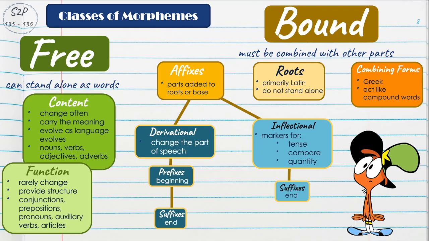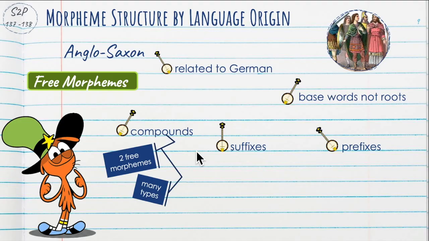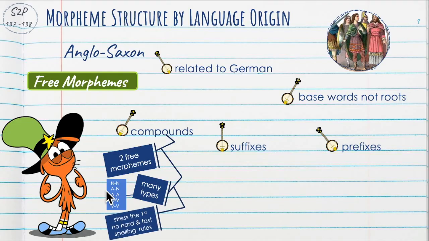So let's take a little bit closer look. Our Anglo-Saxon words, remember these are related to our German language. They're base words, not roots, because base words can stand by themselves. You're going to find Anglo-Saxon compound words, suffixes, and prefixes. So compound words, 2 free morphemes. There's a lot of different types. You could have a noun and a noun together, an adjective and a noun together, an adjective and adjective, a noun and a verb and a verb. So it can be any of those type of words that you put together.